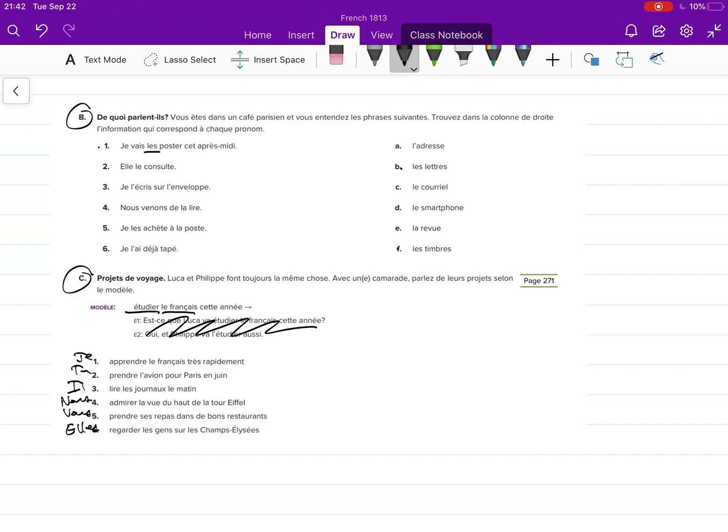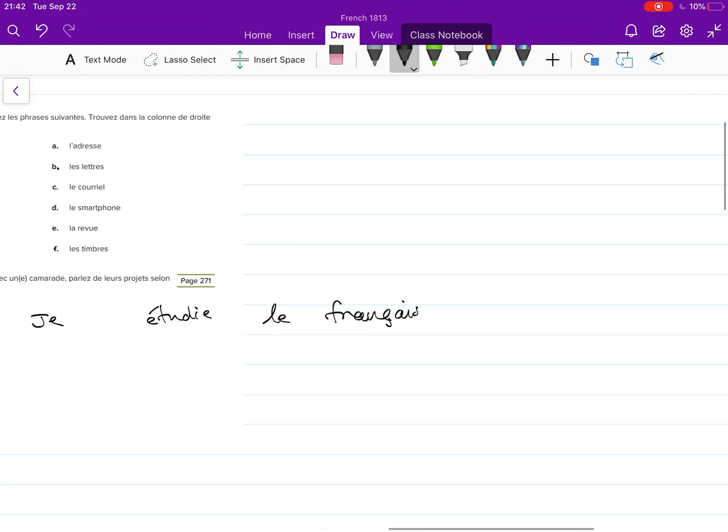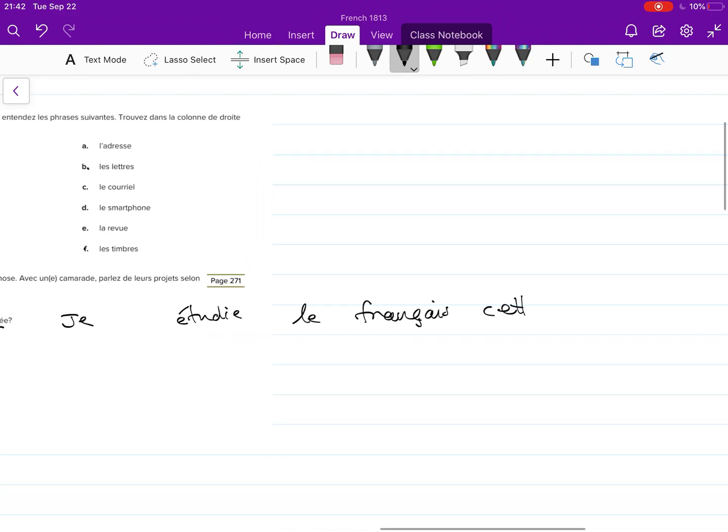So you'll conjugate your verb in the present first, and then you'll find the thing that's getting replaced and you'll put it in. So if I was going to do, for example, étudier with je, I would first conjugate my verb: j'étudie, le français, cette année.